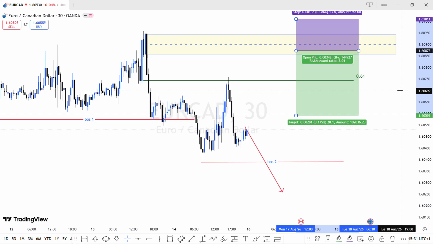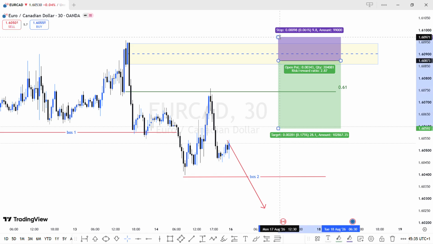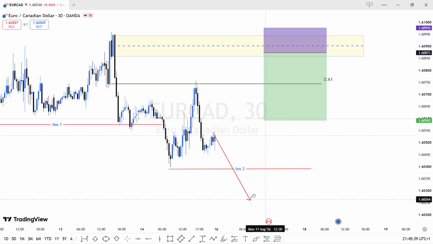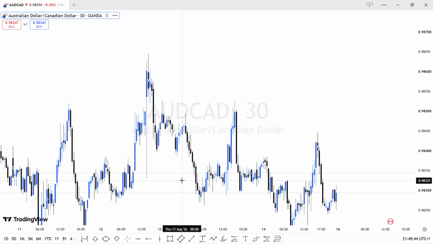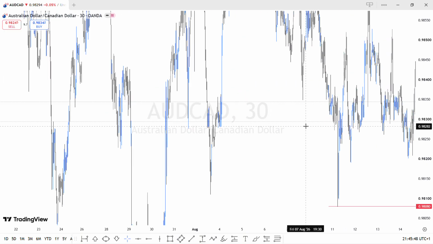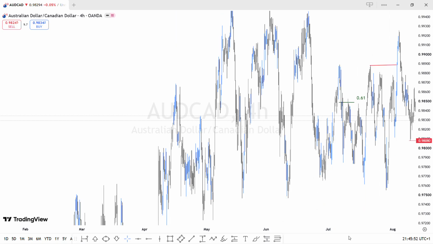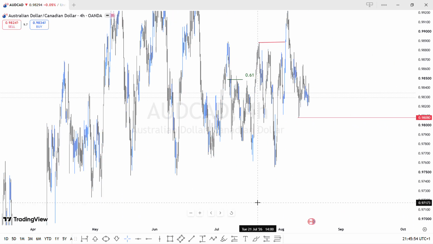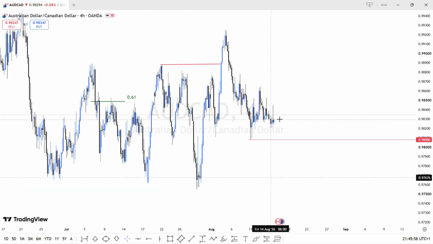That is how I currently trade, that is, if I can see a break of structure to the downside. So currently, let's move on to AUD CAD. On AUD CAD, we currently have no setup, because if we look at the higher time frame, based on my strategy, there is no setup. So I'm expecting price to just give me a clearer view.